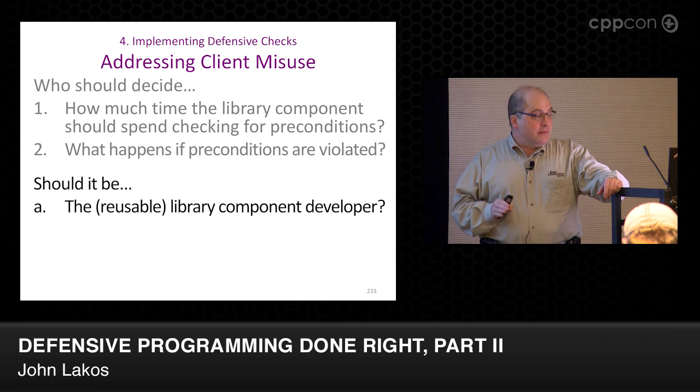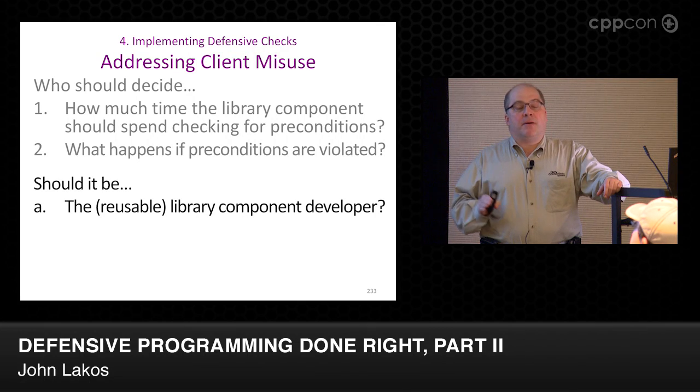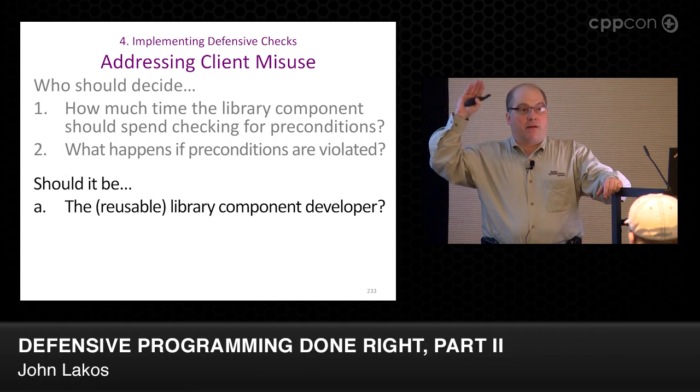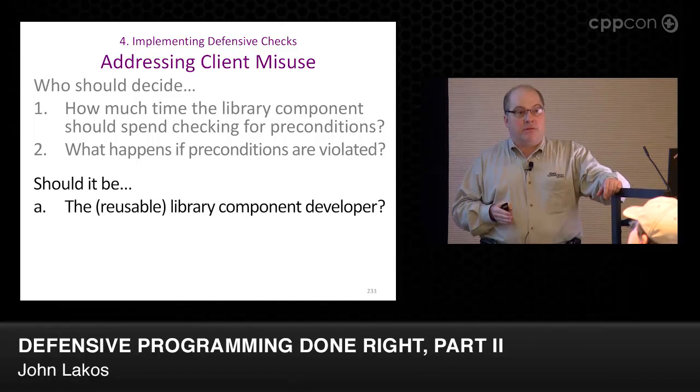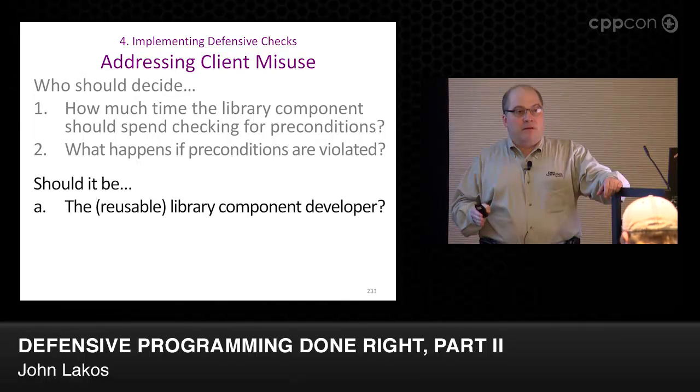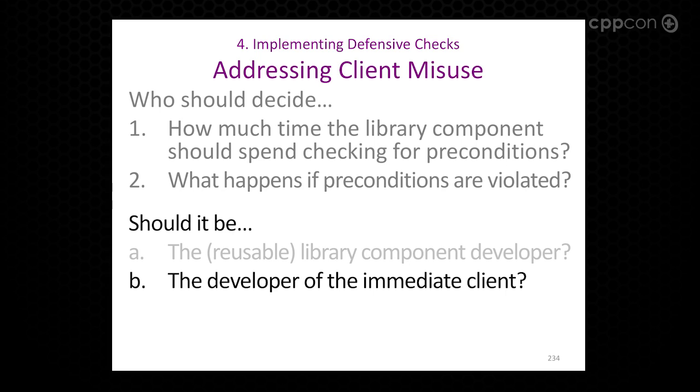One possibility is that it's the reusable library component developer. That's the person who has no idea what's going on in the higher levels of the program, but they wrote this reusable library, and they're going to make an arbitrary decision as to how much effort the client wants them to spend doing this. Okay, that's one possibility. You can tell by the way I said that it's probably not the one I'm going to suggest, right? The second one is the developer of the immediate client. This is the person that has the unique distinction of being the one who caused the problem in the first place by not reading the manual.